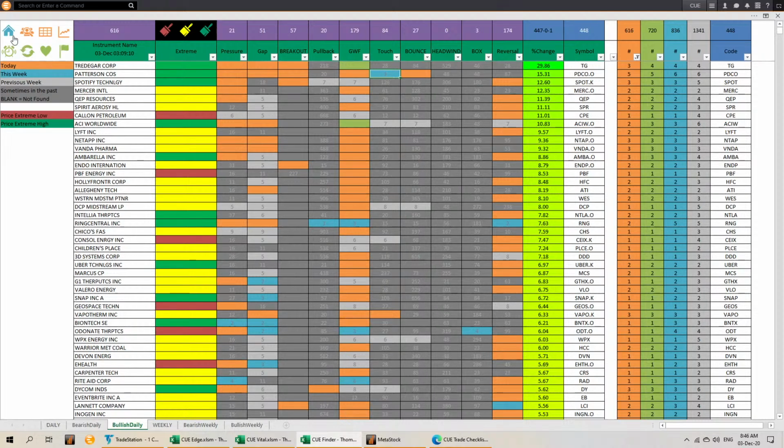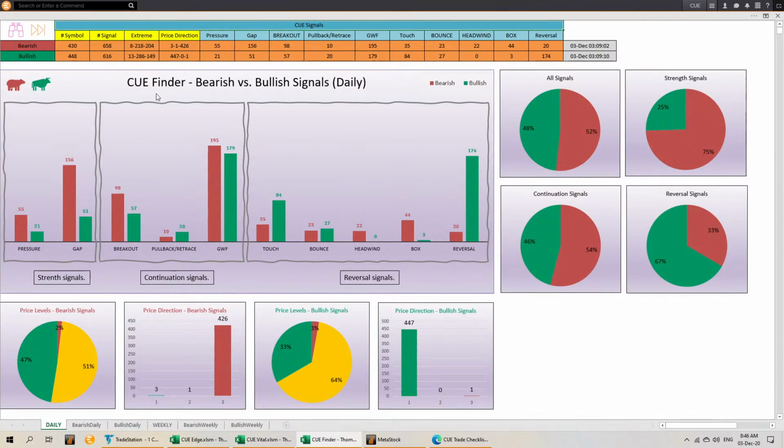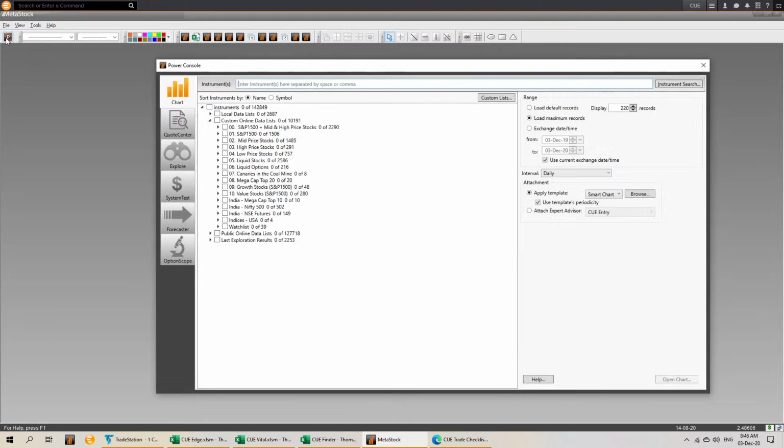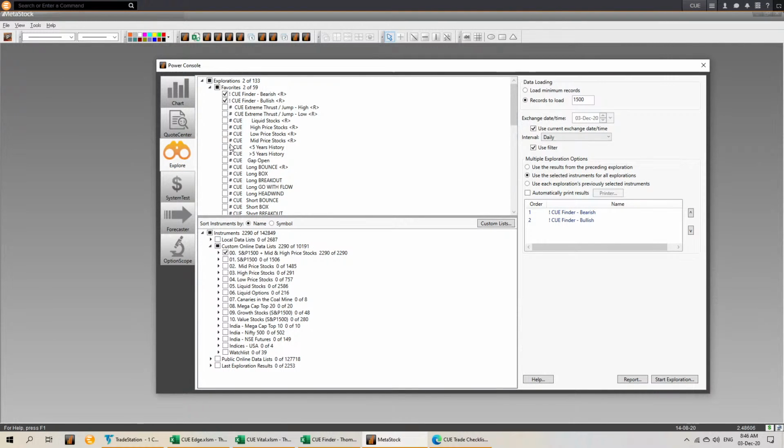Now, where does this data come from in Q Finder? They come from QGlobal. I mentioned QGlobal is required for Q Finder. In QGlobal that runs on Metastock, there are two very powerful multi-dimensional explorers or scans, that is Q Finder bearish and bullish.